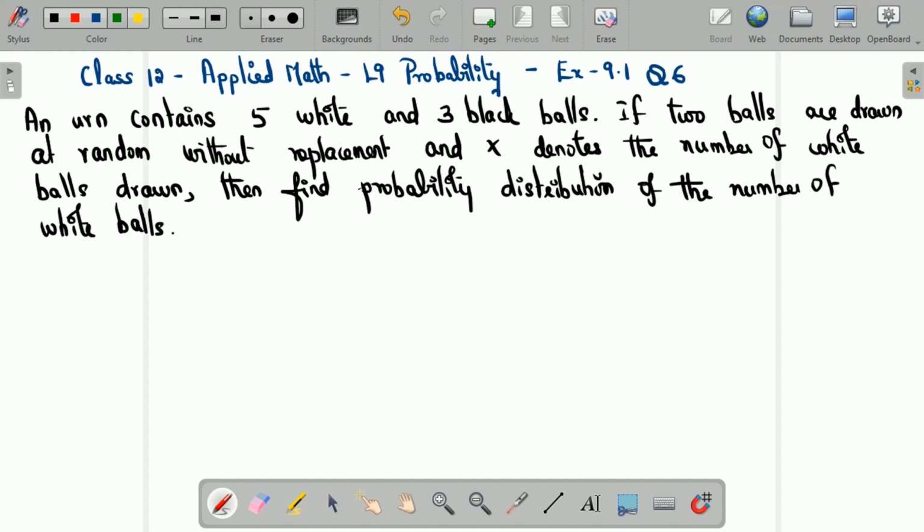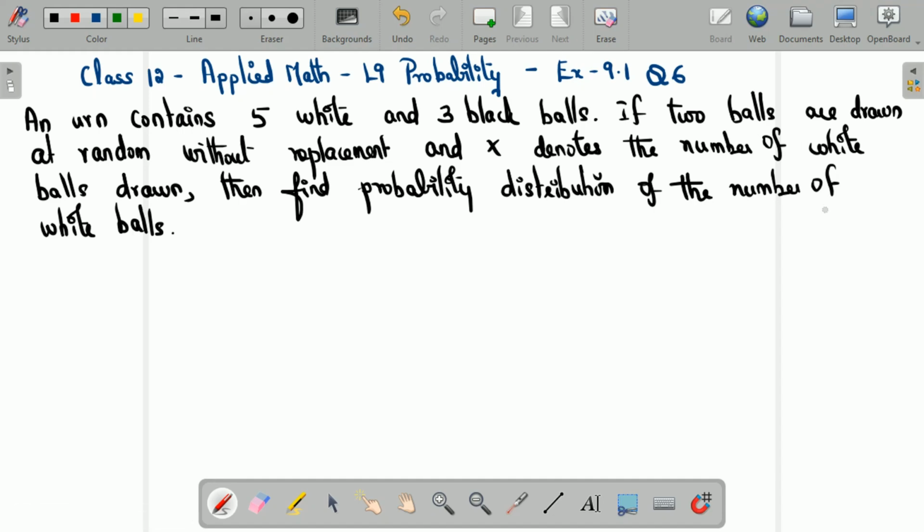In this video, let's find the solution for the sixth question in exercise 9.1. An urn contains 5 white and 3 black balls. If 2 balls are drawn at random without replacement and x denotes the number of white balls drawn, then find the probability distribution of the number of white balls.